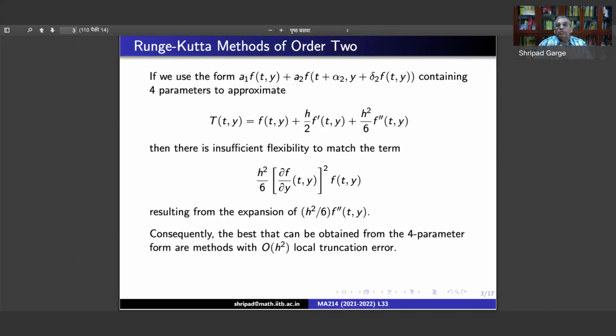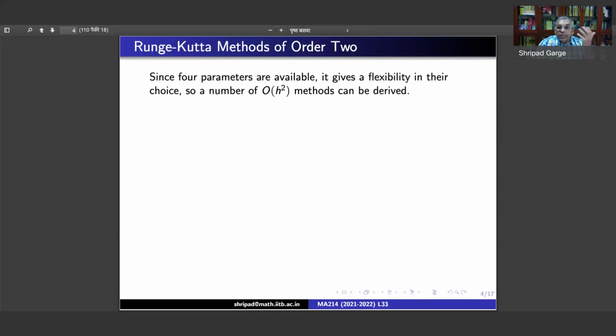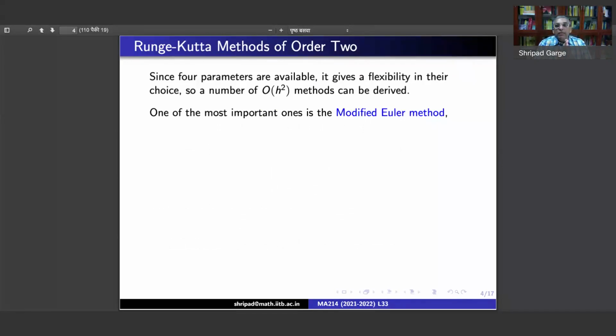Okay, and now if you remember the one which we had used for the earlier one, which gave us the midpoint method, what it said was that we had 3 parameters and they were sufficient to match the two things. Now we have an extra parameter, and so we have some flexibility. So that flexibility will allow us to get a number of big O h square methods. You can put various relations between them and obtain more and different methods. So one of the most important ones among them is called the modified Euler method.